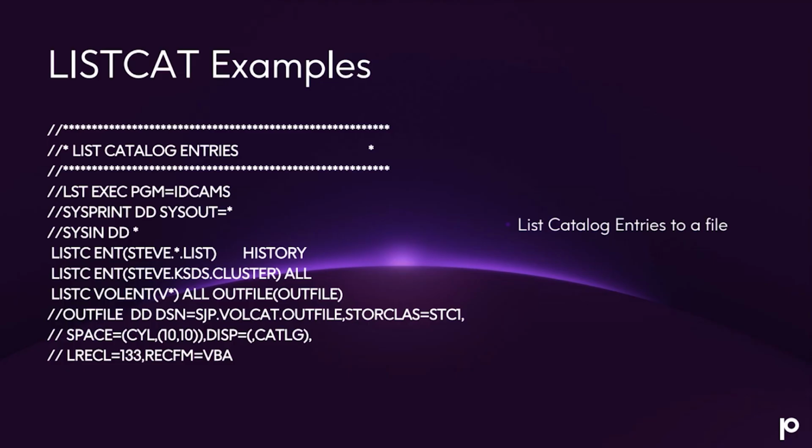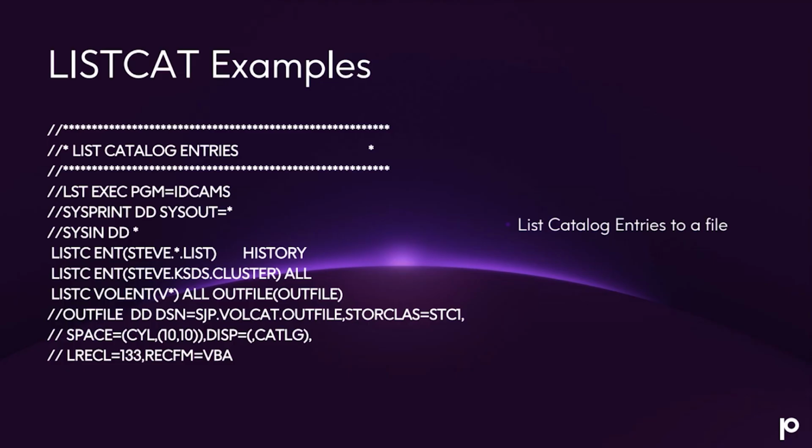And the last listcat here is a listcat for all of the tape volumes that might exist on the system. Because there's a separate catalog, the volcat catalog, for the tape volumes on the system, which is something different than the tape management system, which also keeps track of tape volumes on the system. But the SMS managed tape volumes in the system are also kept track of in a special catalog, the volcat catalog, where every volume is prefixed with a V.